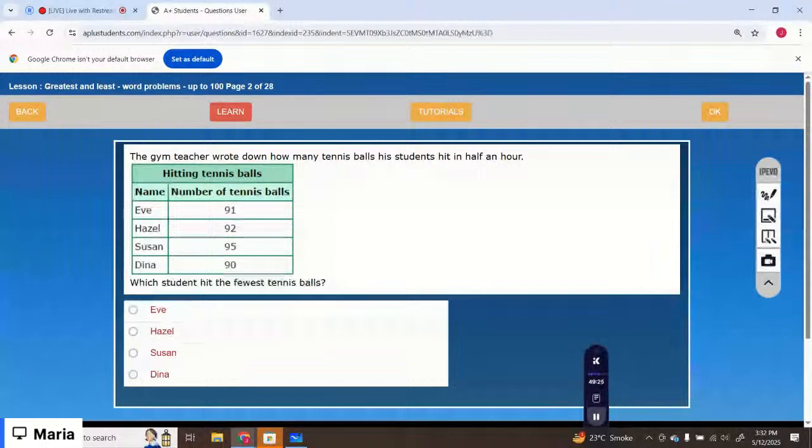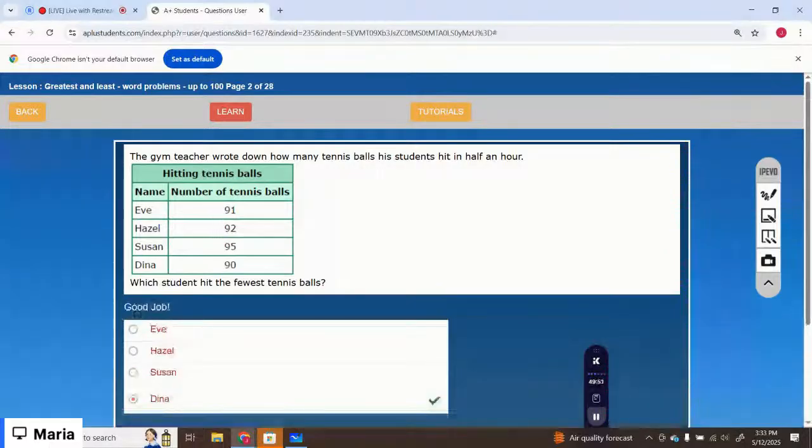The gym teacher wrote down how many tennis balls his students hit in half an hour. Which student hit the fewest tennis balls? Fewest, so we need to find the smallest number. That is 90. The correct option is the last one, that is Dina.